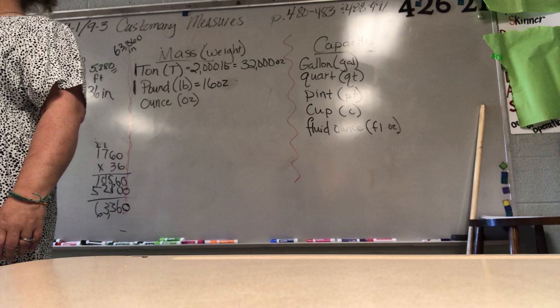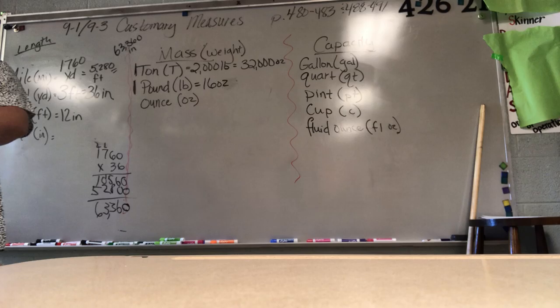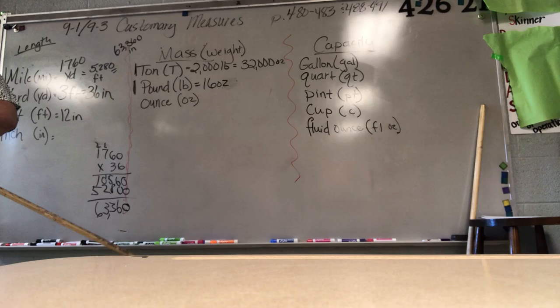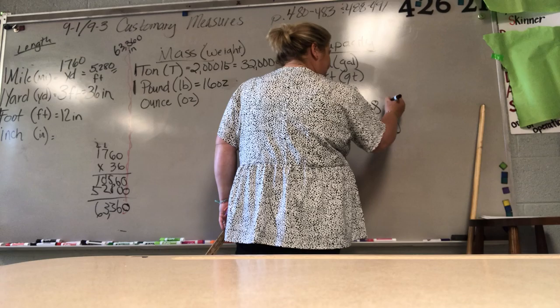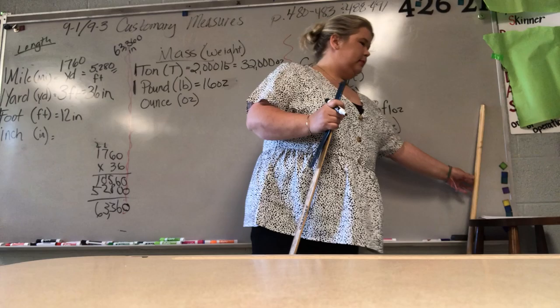16.9 fluid ounces. So, does anybody know how many fluid ounces make a cup? Well, 16. 8. Man, I was double. It's half of what makes a pound. So, one cup, I'm putting ones in front of that, is going to be 8 fluid ounces.